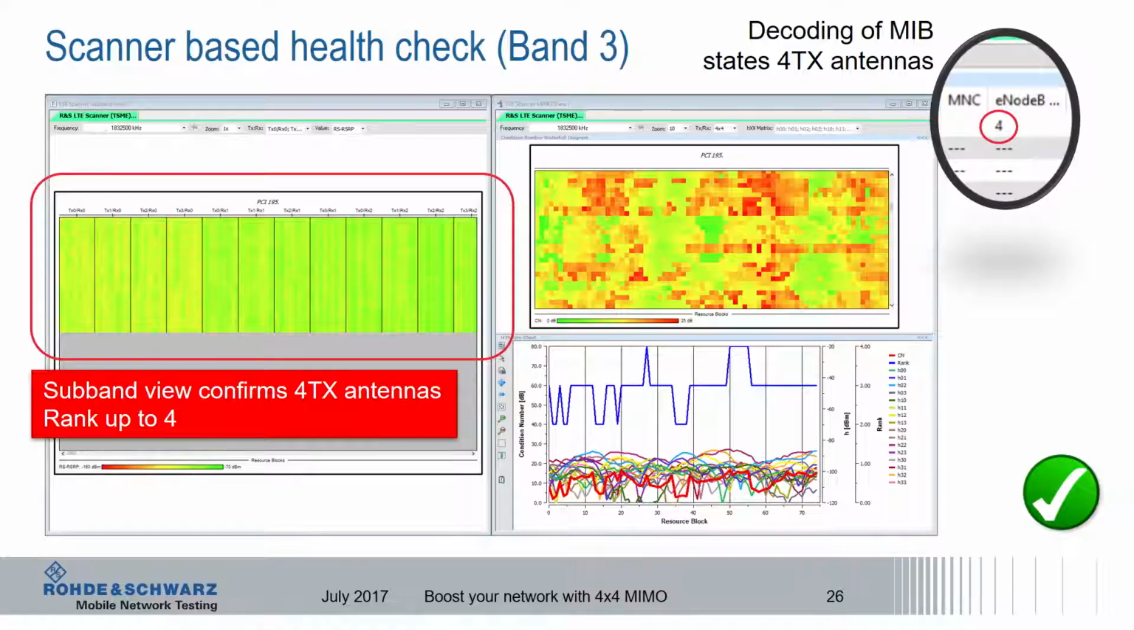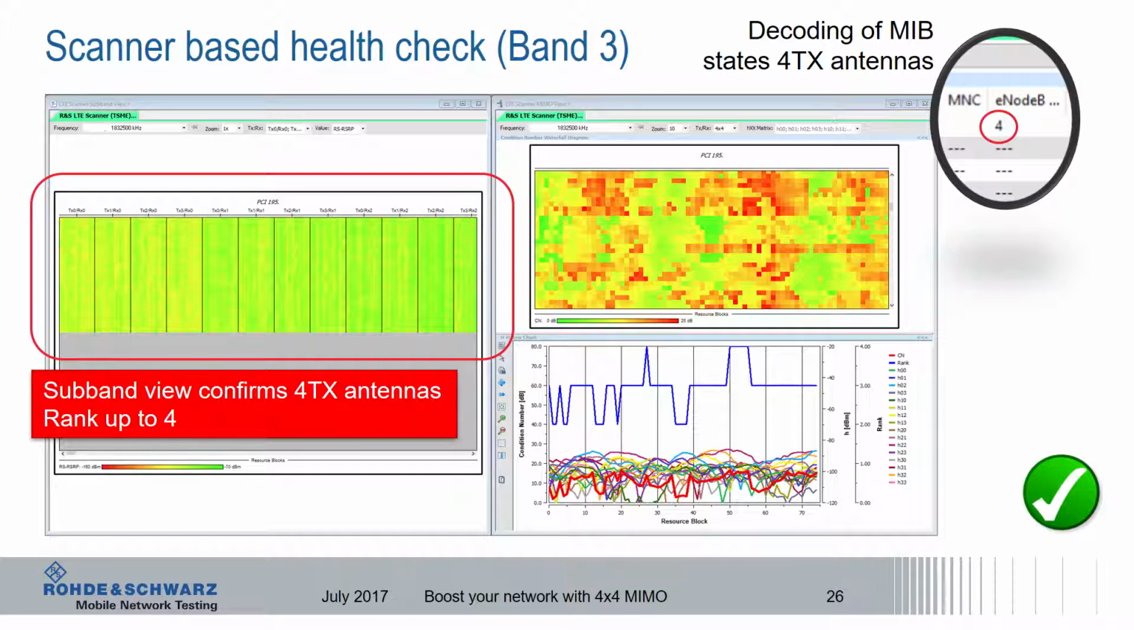So how can we use a scanner to measure a 4x4 installation in the field? Is there any chance to learn something about the installation? What we can see in this slide, on the upper right part, is that the number of TX ports is decoded as 4. That means this particular cell has 4 transmit antennas deployed or installed.